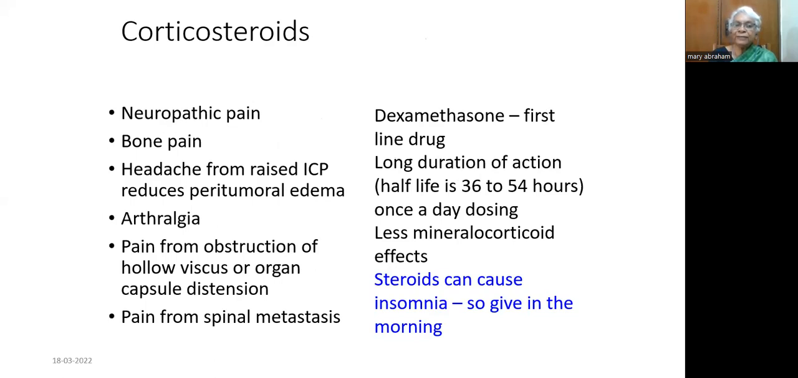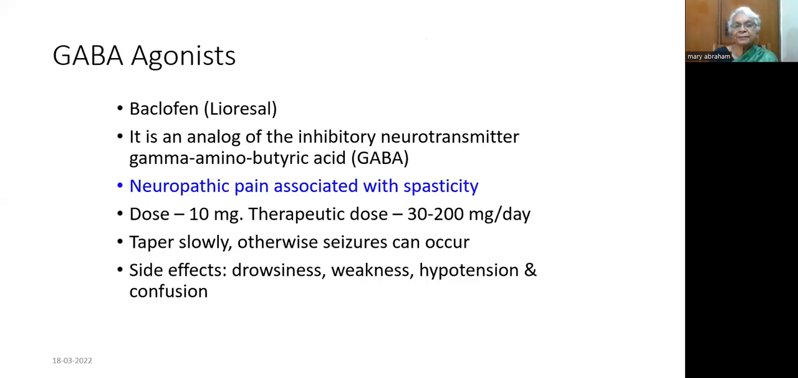Now, corticosteroids in neuropathic pain, for bone pain, for headache due to raised ICP, or for arthralgia. So these are all multi-purpose adjuvants that you can give to treat difficult pain. Okay. Next, please. GABA agonists like baclofen have been used for treating pain associated with spasticity. Next.